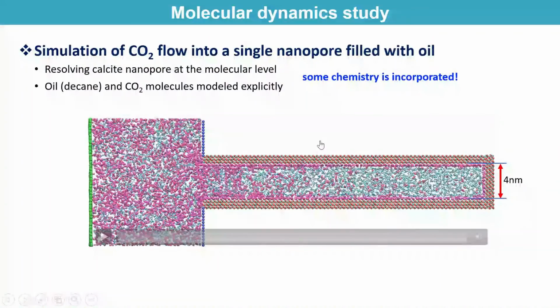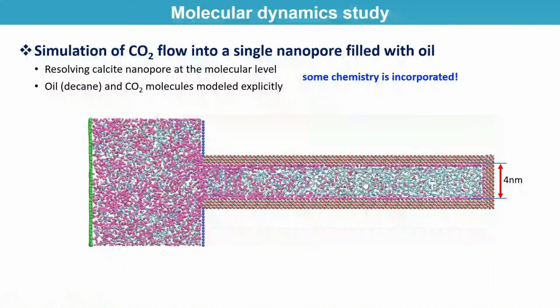So this result suggests an essential picture: as the CO2 flows into the pore, we can see two populations. One is adsorbed on the wall, and the other is in the middle. The molecules adsorbed on the wall can also displace the decane molecules originally there. This way we can accomplish CO2 storage and also oil displacement, which is very useful.